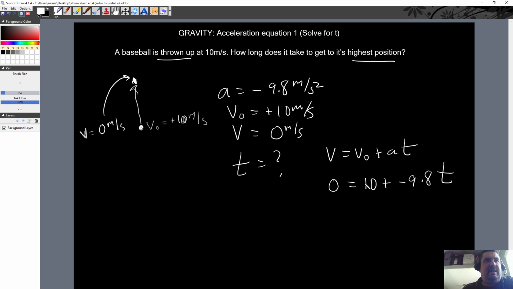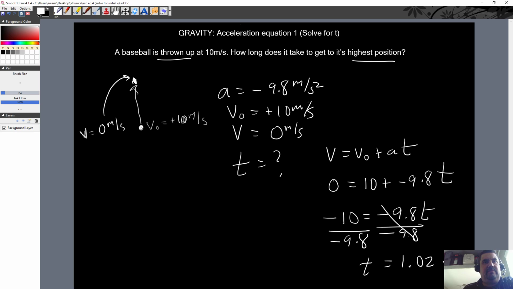I'm going to move this 10 over, so I'm going to end up with negative 10 is equal to negative 9.8 t. Divided by negative 9.8 and divided by negative 9.8, and that gets rid of this, and that becomes t is equal to 1.02 seconds.